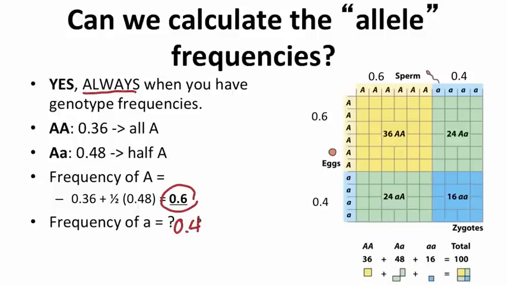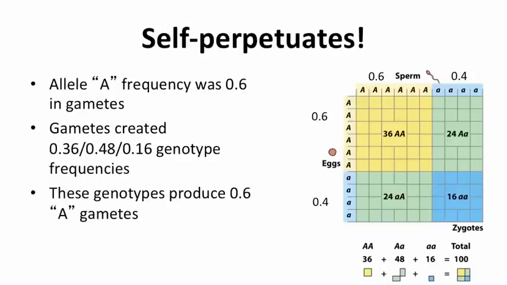Okay? So we have the frequencies of the alleles being 0.6 and 0.4, and the genotypes being 36%, 16%, and 48%. And then in the next generation, if they were to spew out their gametes again, the allele frequencies are still the same. Since the allele frequencies are still the same, this is all a self-perpetuating process. The allele frequency was 0.6 in the gametes, it created these genotype frequencies, and these genotypes will produce a 0.6 frequency of big A gametes. So this is a process that is basically stable with these assumptions.